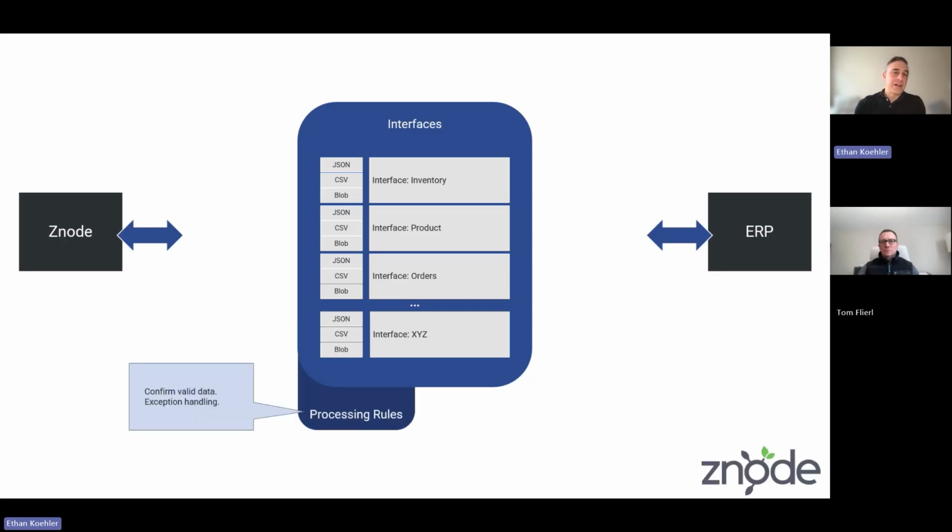Processing rules define a successful exchange and how Znode should respond when an error is encountered, such as a record missing data or a required field containing an unexpected value. An example could be a negative number that comes across for a price or an inventory field. The processing rule can define whether to change that value to a 0, ignore the current record, or cancel the exchange entirely, and that would show up in the logs.